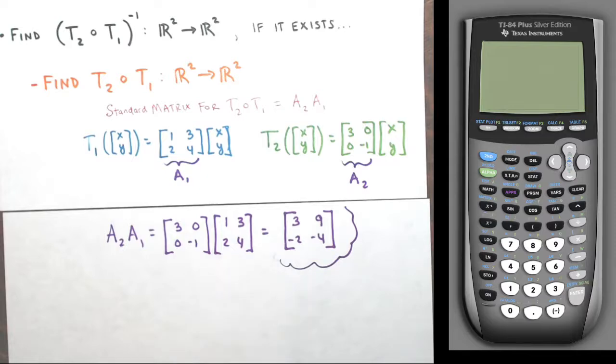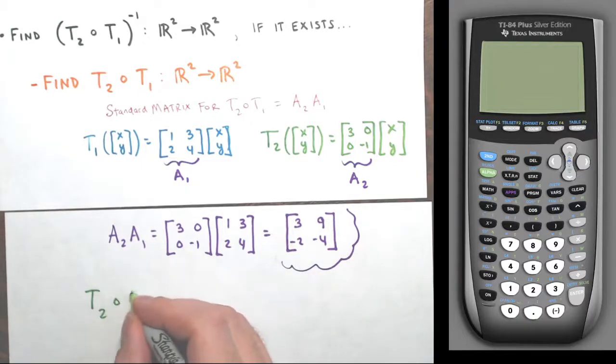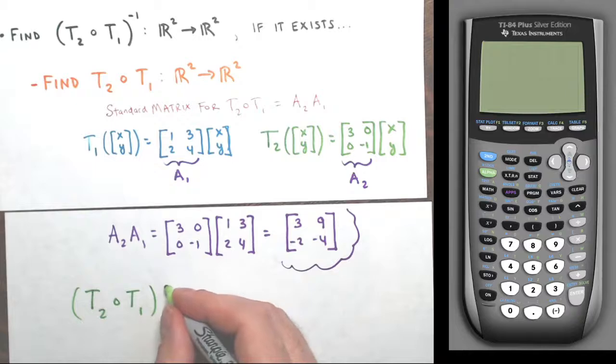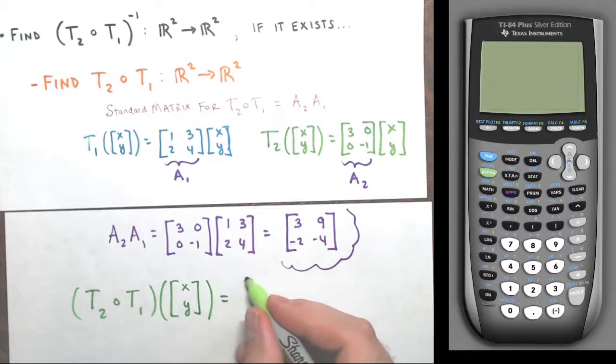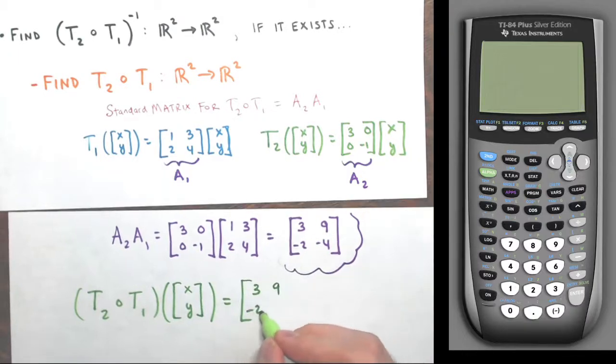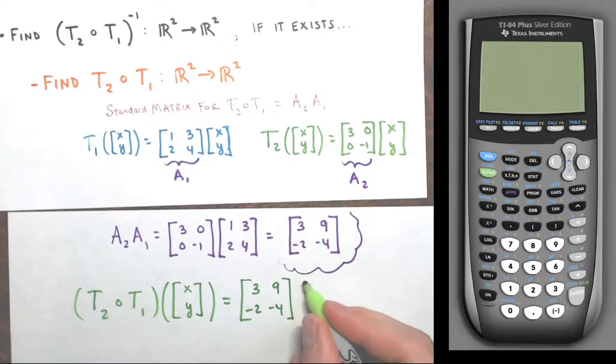Okay. Now that means that T2 composed with T1 at some vector from R2, again say x, y, will be equal to this matrix here, 3 9 -2 -4, multiplied by x, y.